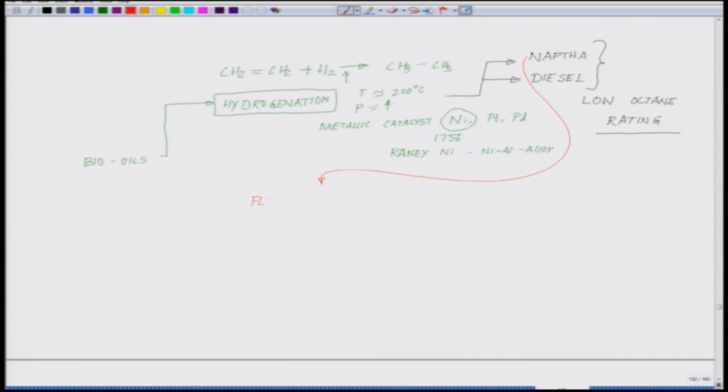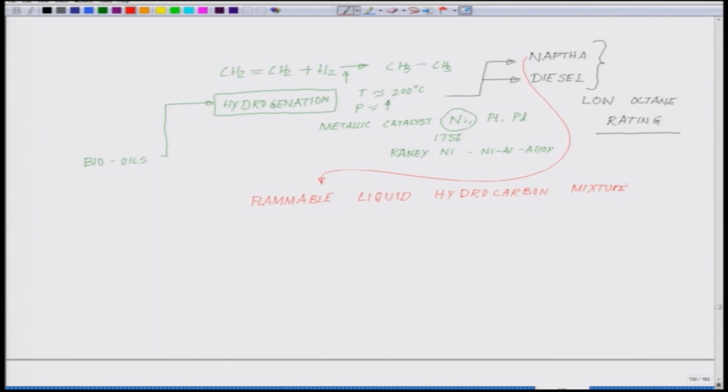So, this is flammable. It is basically a liquid fuel, a flammable liquid hydrocarbon mixture. Okay. Hydrocarbon mixture, that is what naphtha is all about.